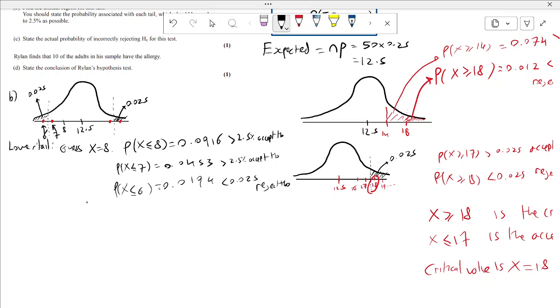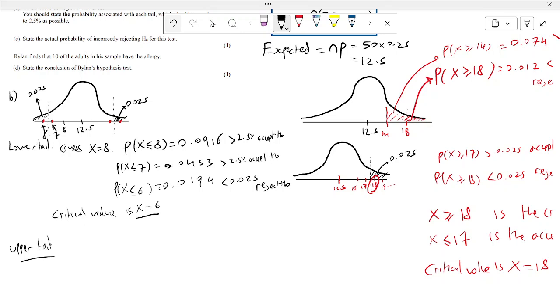6 was the first value that made me reject. And if I carried on and did 5, as you can see, and 4 and 3, these numbers are just getting smaller and smaller. So 5, 4, 3, 2, they're all going to be reject. So the critical value is x equals 6, and this part of the critical region will be x less than or equal to 6. Okay, we're only halfway there.